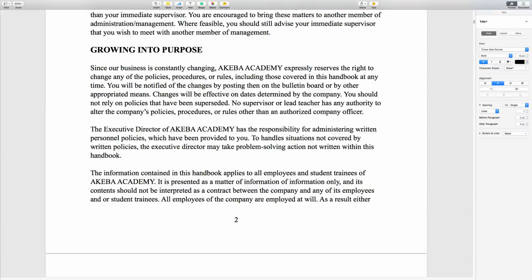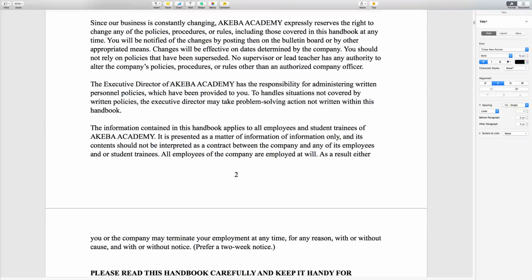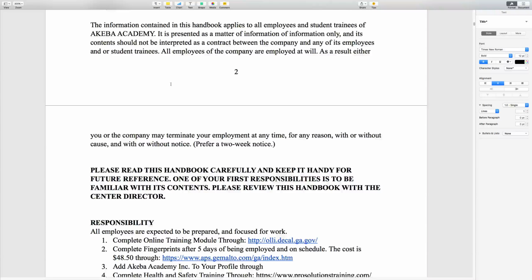So, for instance, because we're growing into our purpose, there are going to be a lot of things about our program that have to change. We're growing each year. There's a new program out. There's a new expectation out by the state. So we reserve the right to let them know that we are growing into purpose and that we can change policies and procedures at any time.